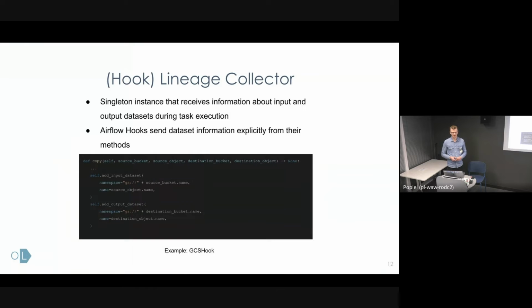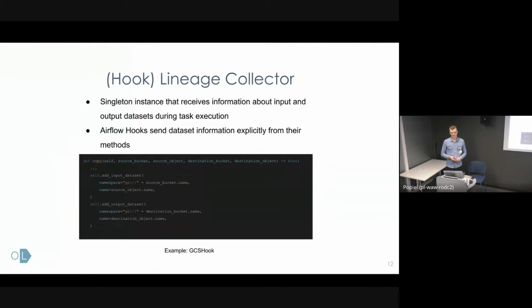But the idea is to have a lineage collector that is a singleton instance, receiving information about inputs and outputs during task execution. So whenever we use some hooks or whatever that could send information about inputs or outputs, we collect it, and after the task execution, we can create and emit an OpenLineage event as well.